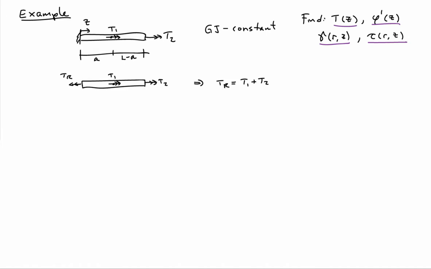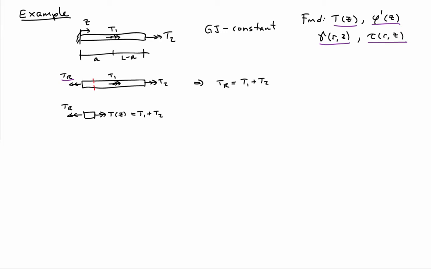So we'll go ahead and we'll start with a free body diagram. So I'll draw a free body diagram of the whole bar. So there's going to be a reaction torque on the left-hand side here. So I'll call that TR for reaction. And then there's the two applied torques, T1 and T2. So if I sum the moments about the z-axis, I'm going to find out that the reaction torque is equal to T1 plus T2.